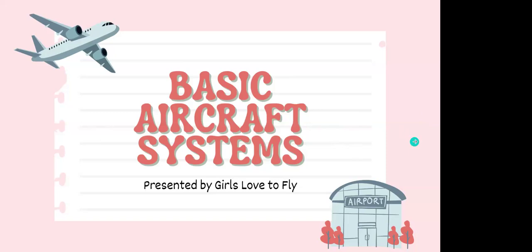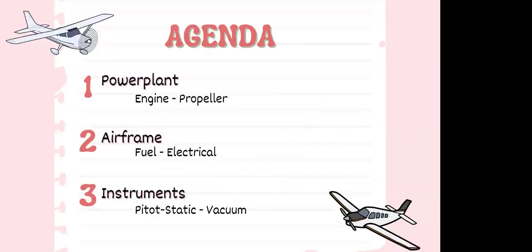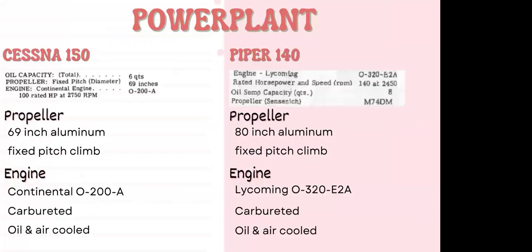We'll get started. So today I'm going to try and talk about all three of the big hitters for aircraft systems, which are the power plant, which is the engine and prop, the airframe, which pertains more to our fuel systems and electrical systems, and the instruments, which are, as you know, the pitot-static and vacuum systems for our flight instruments. So we'll see what we get through. Like I said, it's kind of a lot. But let's start off with the power plant.